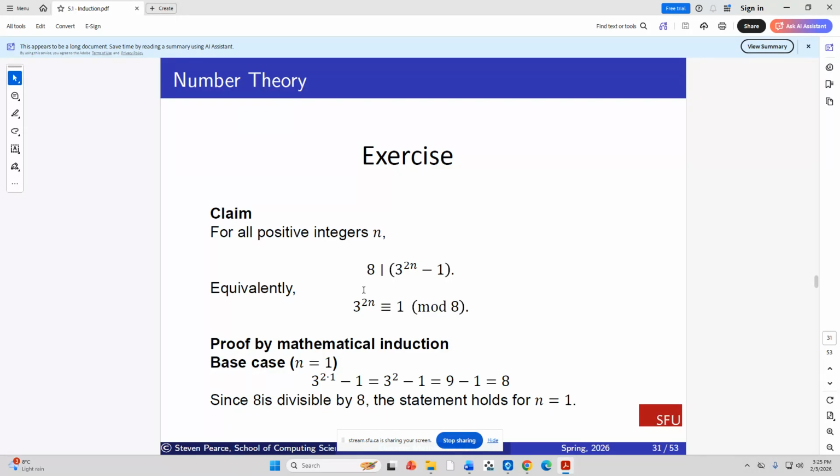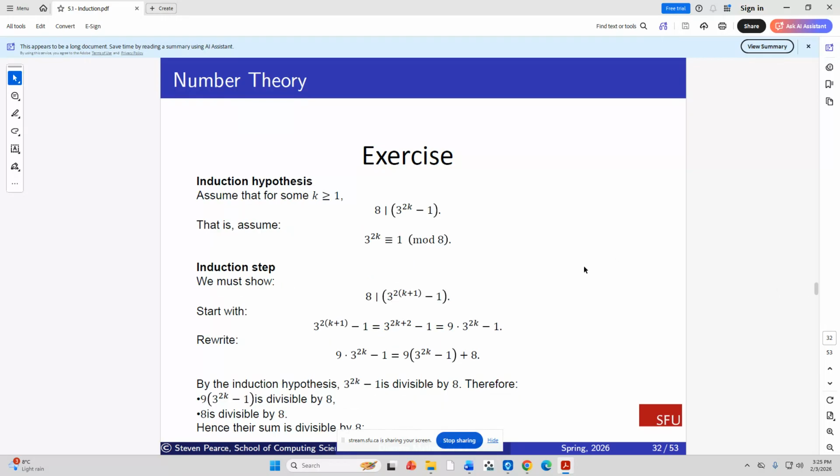Remember what this means right here. 8 is divisible by 8, okay? Right, 3 squared, 9 minus 1 is 8. There we go, okay. Just had a brain fart.